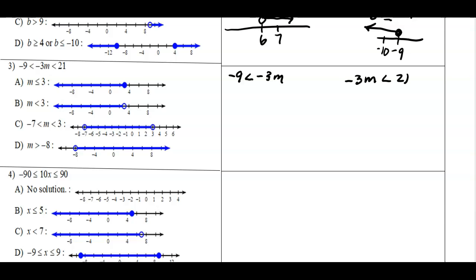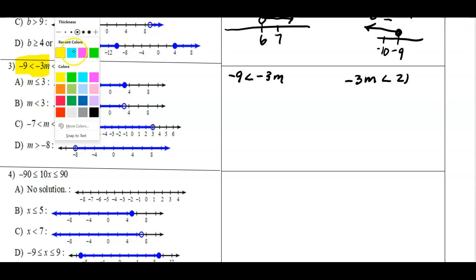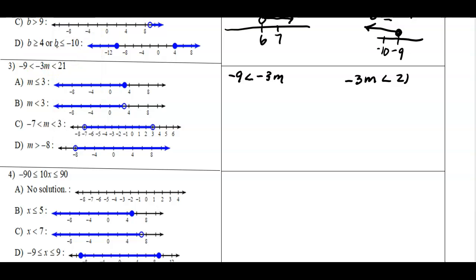So maybe if I highlight this again, we can see it. Here's your first inequality, negative 9 less than negative 3m. And here's your second inequality, negative 3m less than 21. Basically, the inequality sign separates the two different inequalities. So let's go ahead and solve this. In this one, I am going to divide by negative 3. Alert, alert, dividing by negative 3.